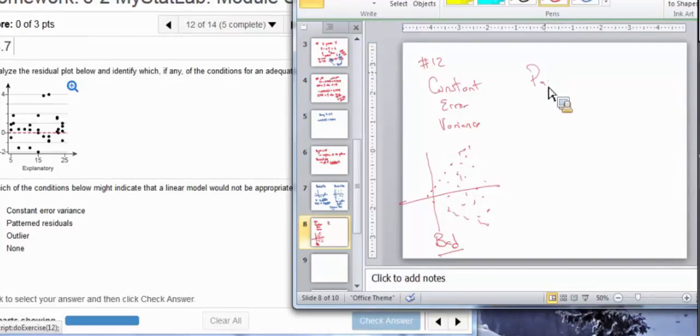Pattern residuals, that's like the horseshoe or the U. You see a pattern. And this is bad also. Pattern means we missed something. A fan like this means it's not going to satisfy our statistical requirements.